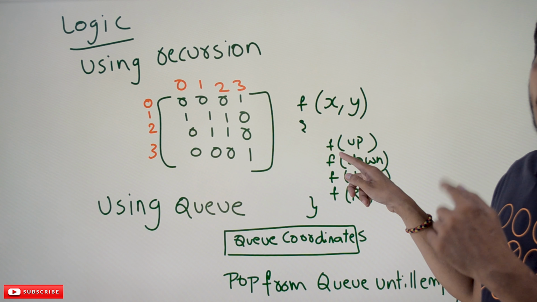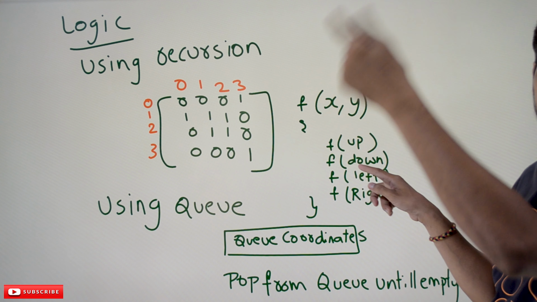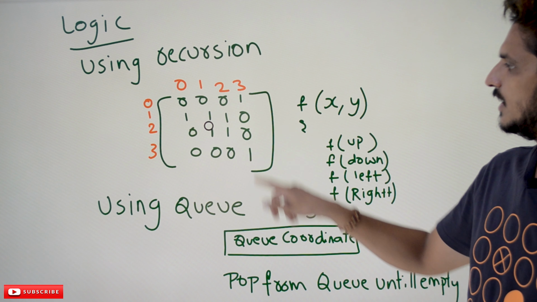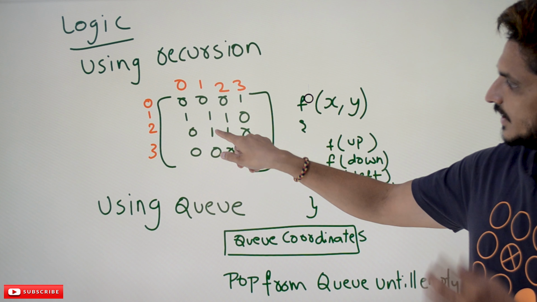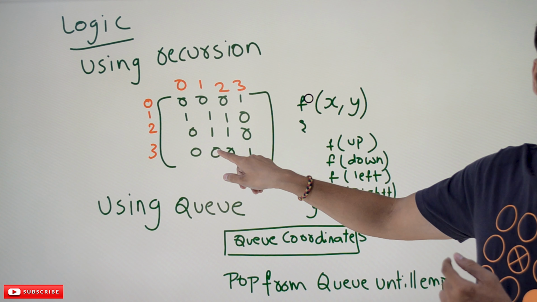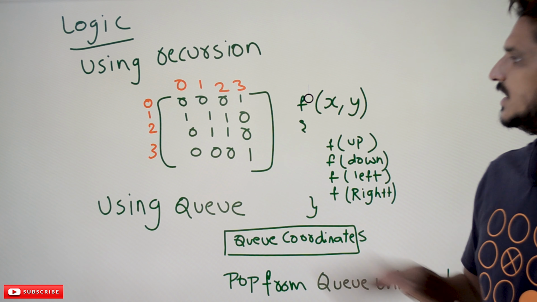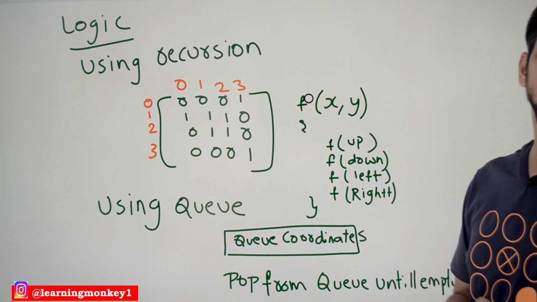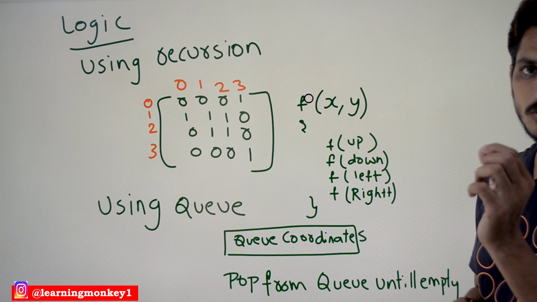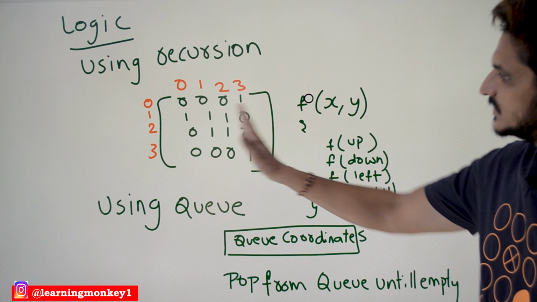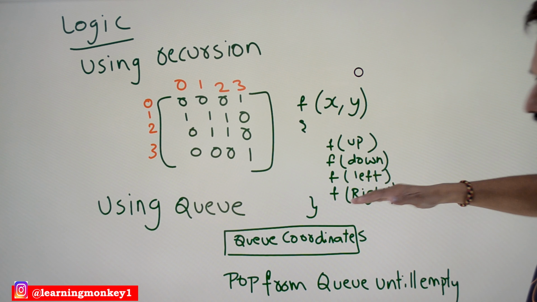X minus 1 comma y is the coordinate that belongs to the up pixel. Similarly down, x plus 1 comma y is the coordinate that belongs to the down pixel. Similarly, for the left pixel, x comma y minus 1 is going to give you the left pixel. Similarly, the right pixel. So each function is going to call 4 different functions.